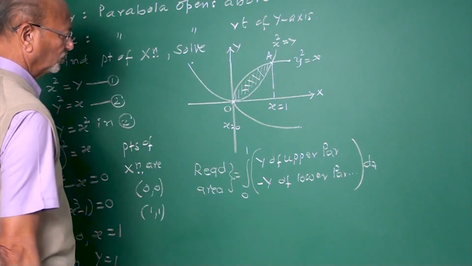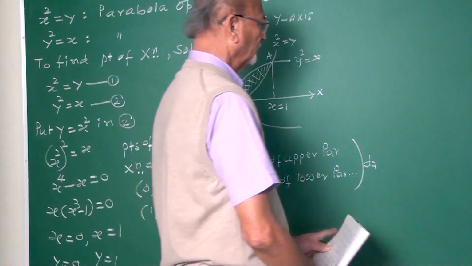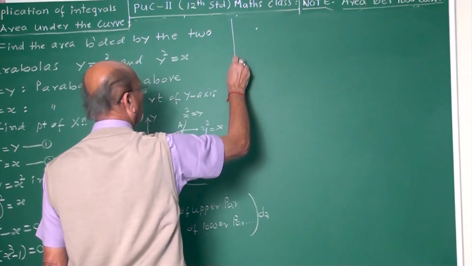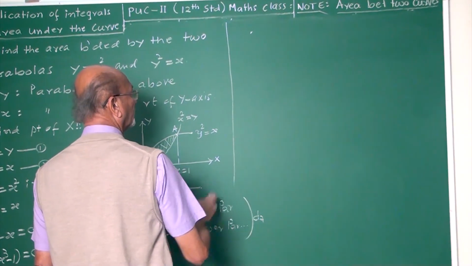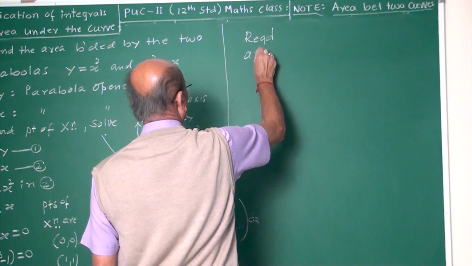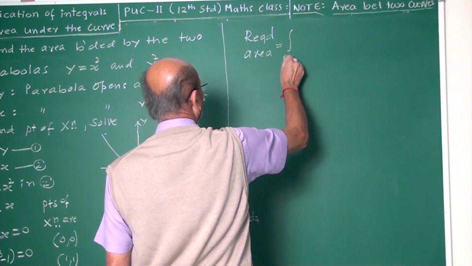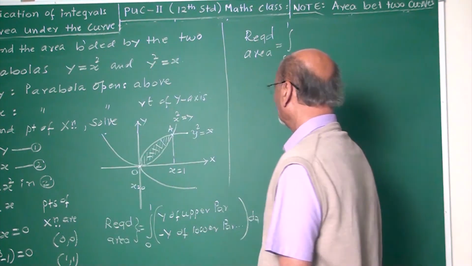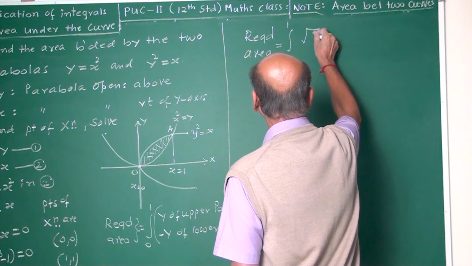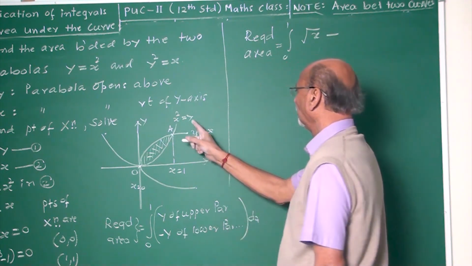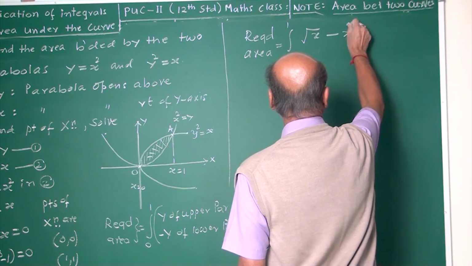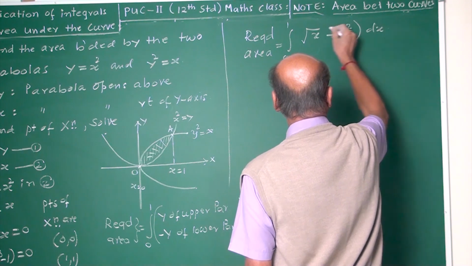Put the values. Therefore, required area equals integral from 0 to 1. What is y of the upper? y square is x, so y is root x. Minus y of the lower: x square equal to y means y is x square. This you must integrate with respect to x.